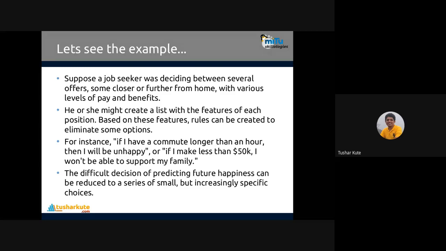So the difficult decision of predicting future happiness can be reduced to a series of small but increasingly specific choices. We define our preferences, our features, meaning the features on which the final decision to select job number 1, job number 2, or job number 3 is based. To solve this problem, we can build a decision tree, and with its help it's possible to do predictive analytics, which will help you make the perfect decision based on the situations present in the features.